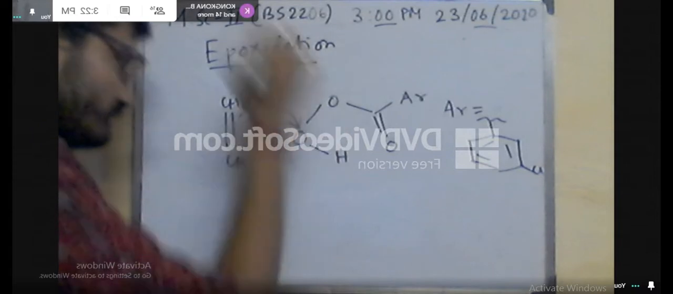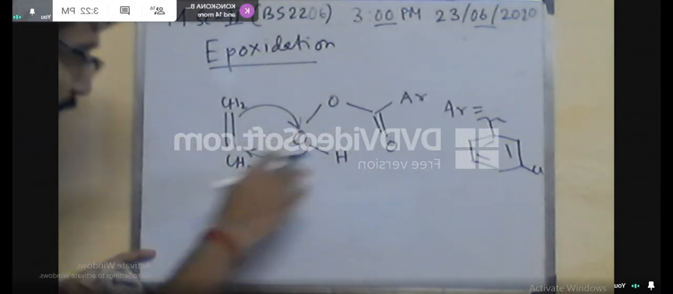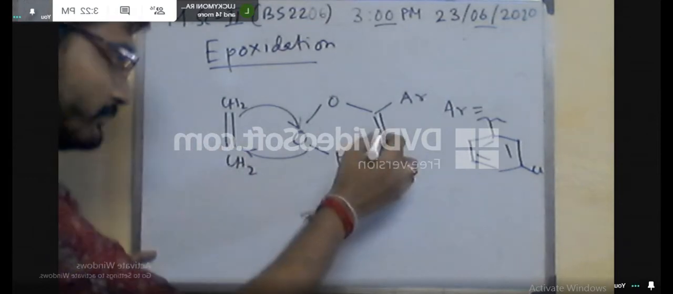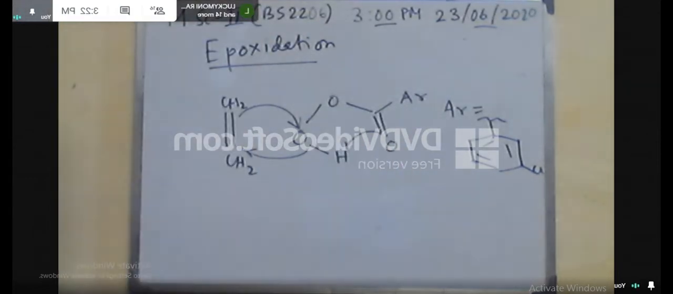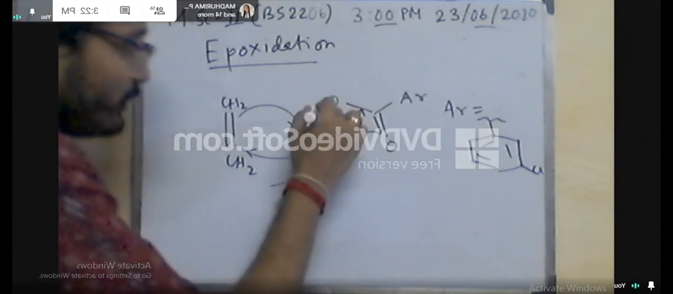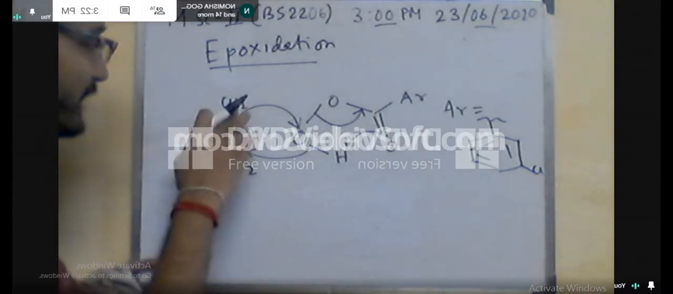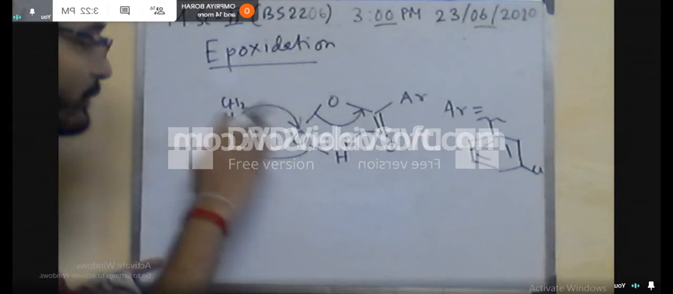It will abstract the hydrogen and simultaneously this bond will be broken to make up the electron density of this bond. So as a whole, if I draw the transition state in the epoxidation step, you can see there is a partial bond formation between the carbon and oxygen. Again there is a bond formation between the carbon and oxygen. That means the formation of the epoxide bond.